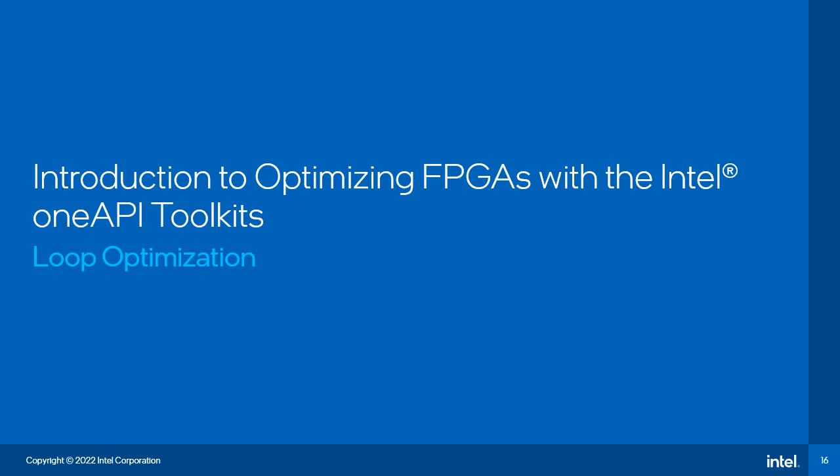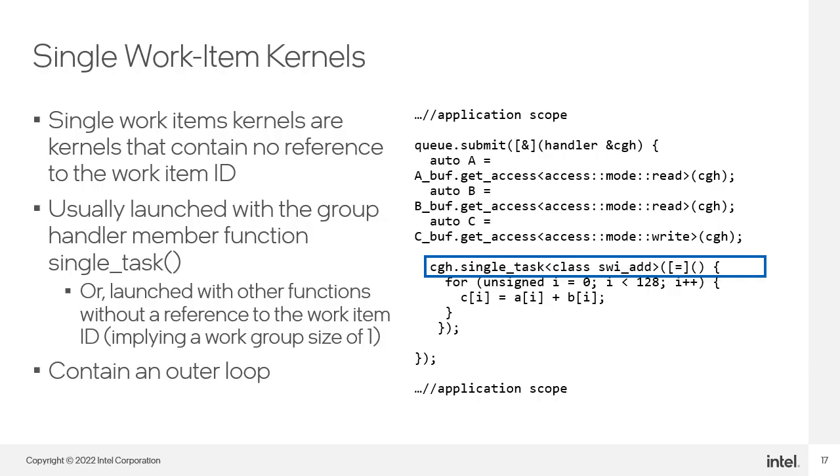There are 2 major optimization types or functions that can be used to optimize code for FPGA kernels. They are loop optimization and memory optimization. We will first take a look at loop optimization techniques. As a refresher, single work items are usually dispatched or launched with the group handler member function single_task or with other functions without a reference to the work item ID, implying a group size of 1. Single work item kernels contain an outer loop.